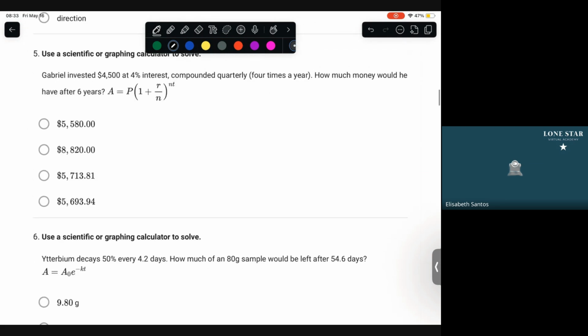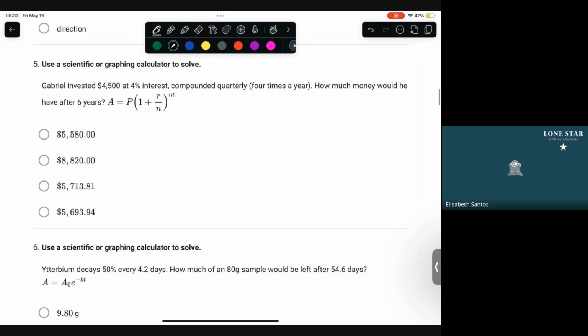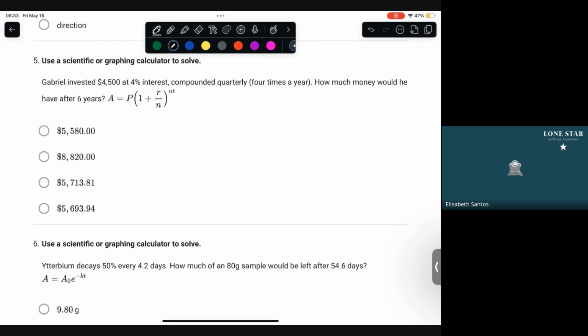Okay, so number 5, make sure you have your calculators. It says Gabriel invested $4,500 at 4% interest compounded quarterly. How much money would he have after 6 years? And then this is the formula we're going to use.